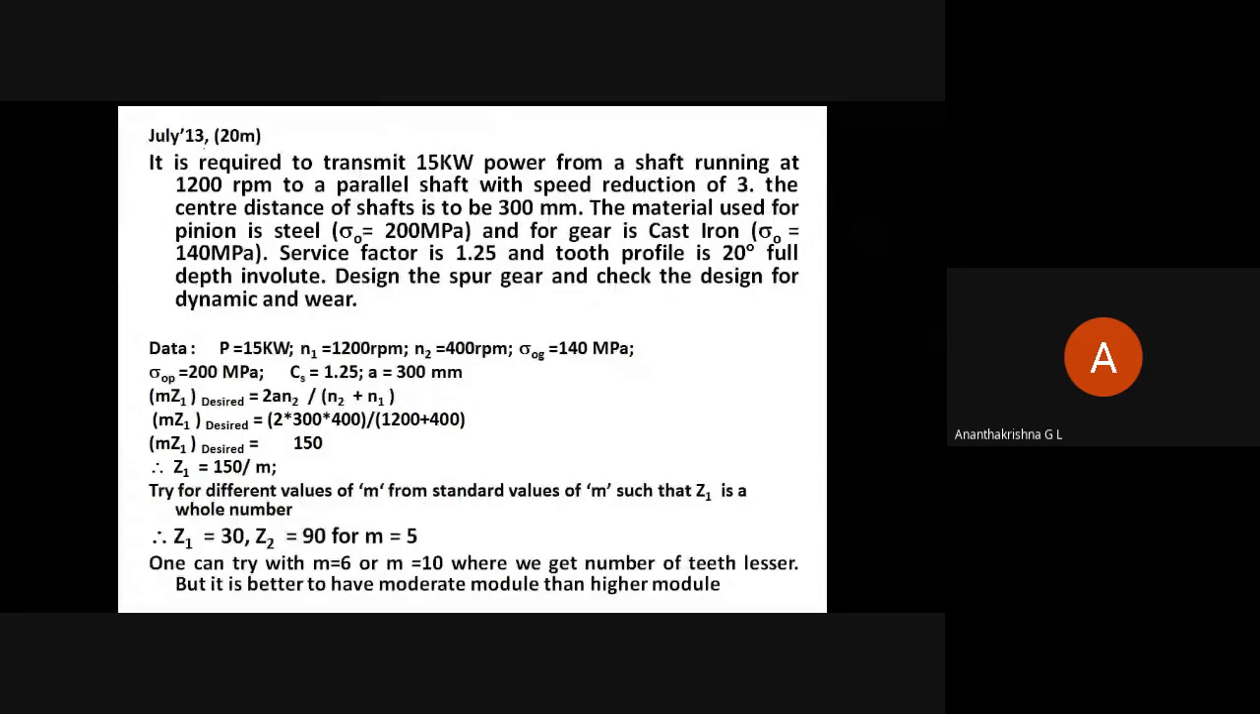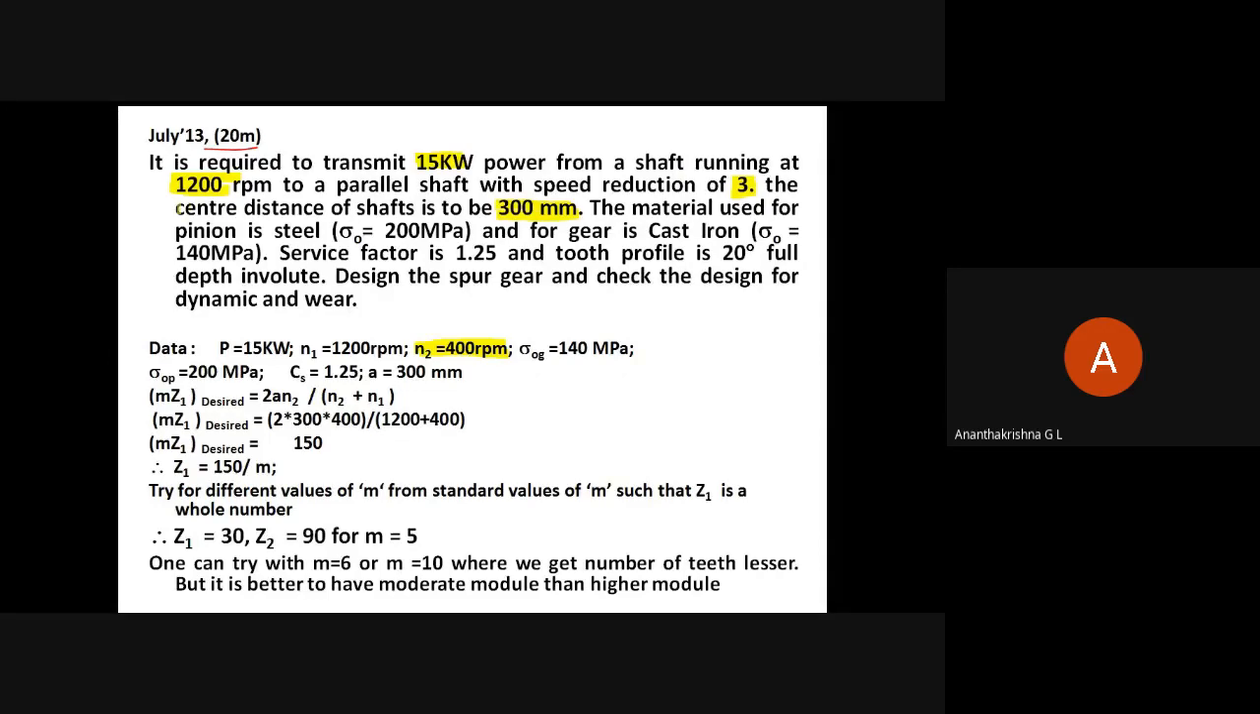It was asked for 20 marks. It is required to transmit 15 kilowatt of power from a shaft running at 1200 RPM to a parallel shaft with a speed reduction of 3. So speed reduction is 3, that means 1200 divided by 3, which is 400, the speed of the driven member. The center distance of the shafts is to be 300 mm.